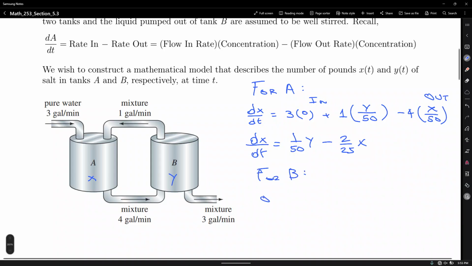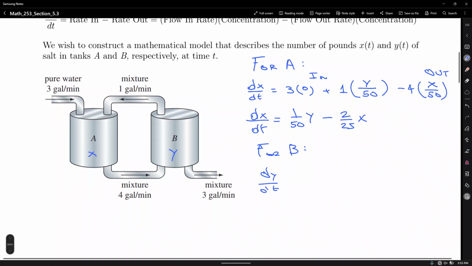So for B, dy/dt would be equal to, what's coming in? First of all, mixture coming from tank A, isn't it? Which is coming in at a rate of 4 gallons per minute. But what's the concentration? Since it's coming from X, that's whatever X divided by 50. Are you guys with me here?